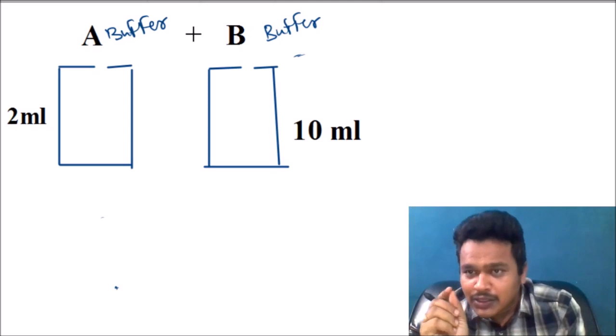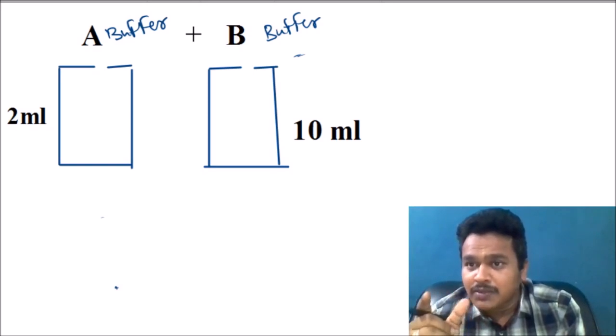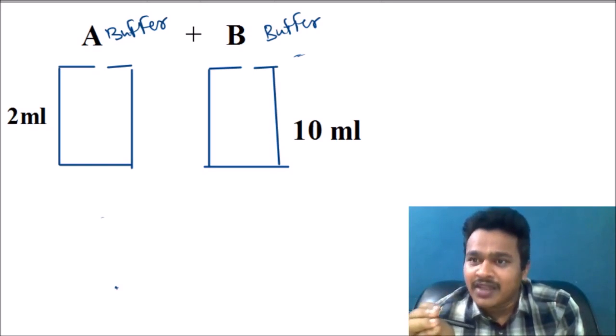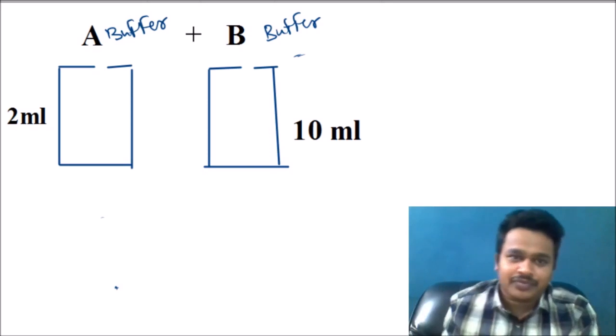That means a small change in the pH value is allowed. If there is a large change in the pH value, that is not a good buffer. That is a very bad buffer. For a bad buffer, the buffer index will be very low. For a good buffer, the buffer index will be high. That is what we will study.